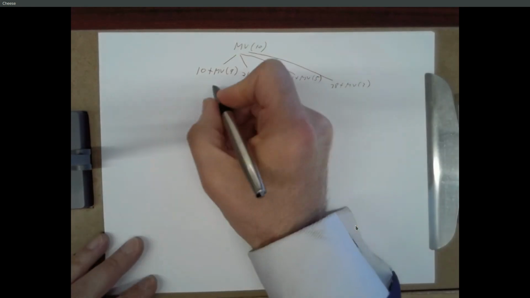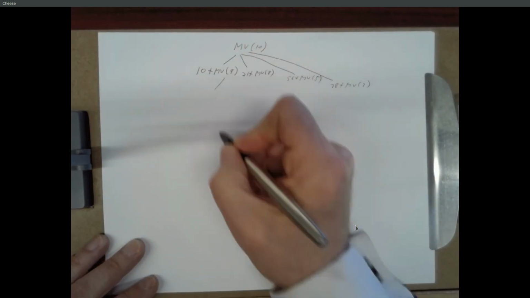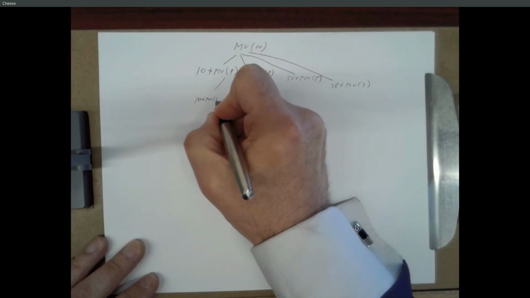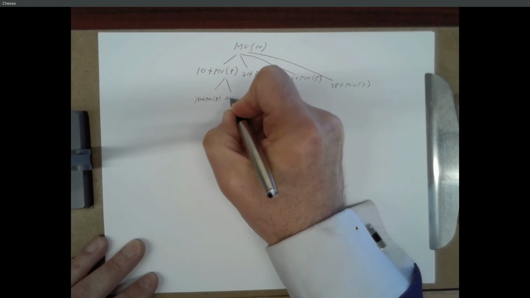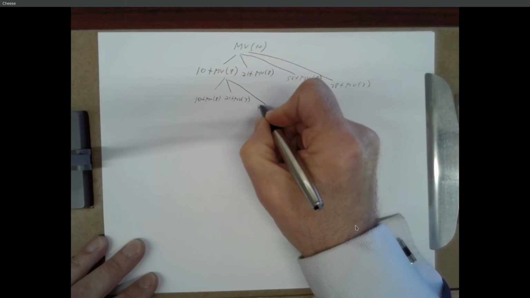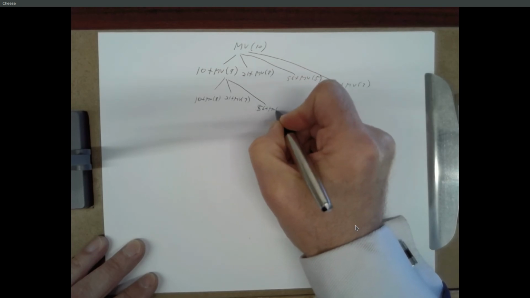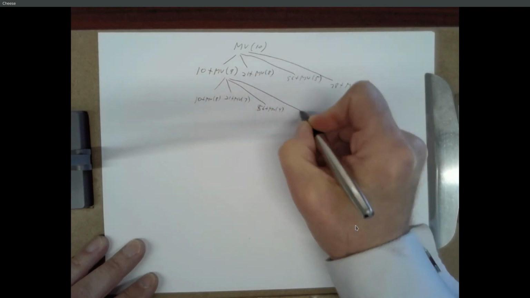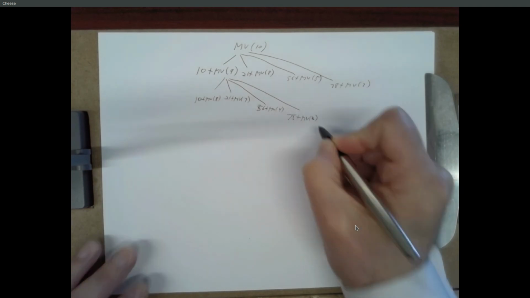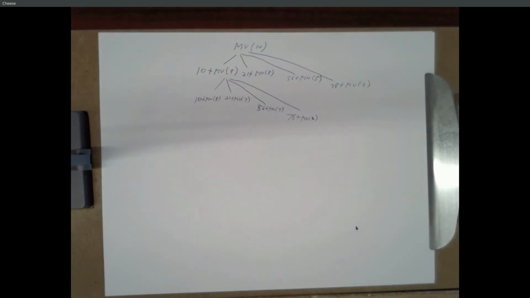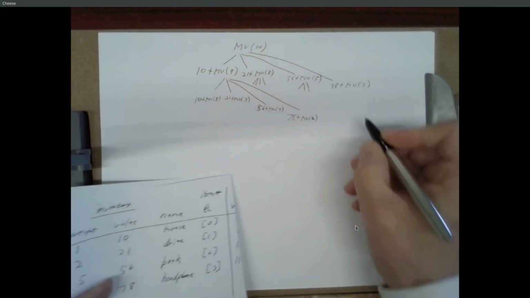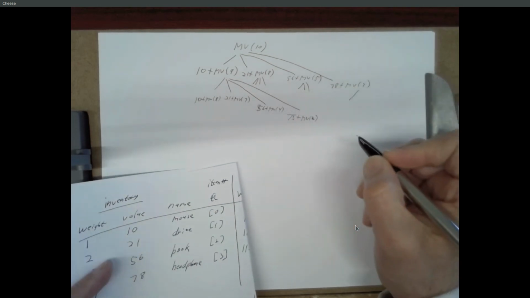Okay, so max val of 9 is going to be 10 plus max val of 8, or it's going to be 21 plus max val of 7, or it's going to be 56 plus max val of 4, or it's going to be 78 plus max val of 2. And we can do the same thing under here and the same thing under here. And let's just drill down into max val 3 because that'll end quickly.